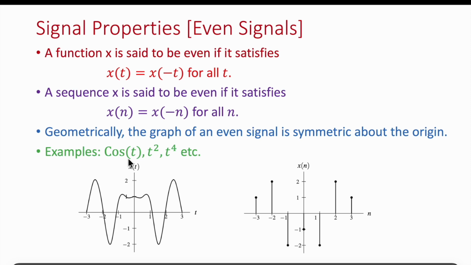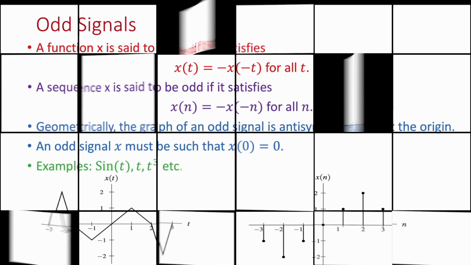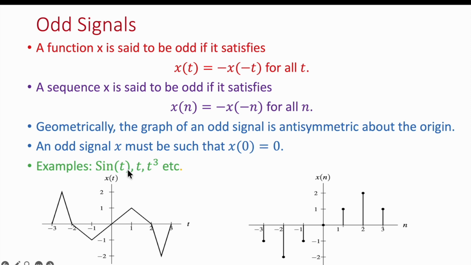Similarly, for odd signals, the product of an odd number of odd signals is odd. Like if you have three odd signals, sine t and then t cube, the product of these three: sine of minus t is minus, t cube of minus is minus, so three times minus. So the answer will be odd. That is why the product of an odd number of odd signals is an odd signal. The sum of odd signals is odd, but the product of an even number of odd signals is always an even signal.